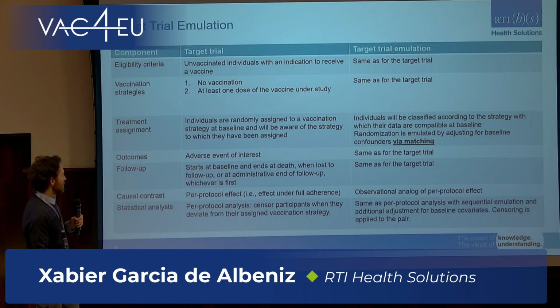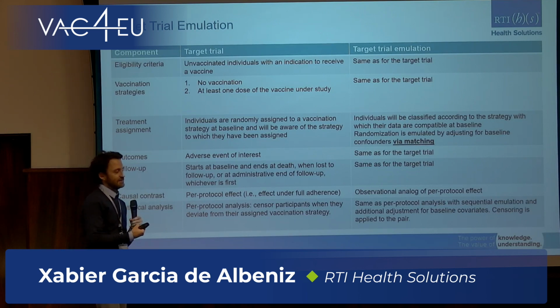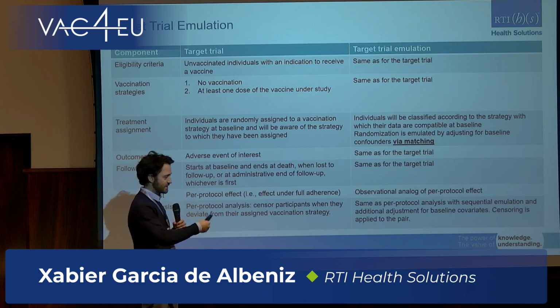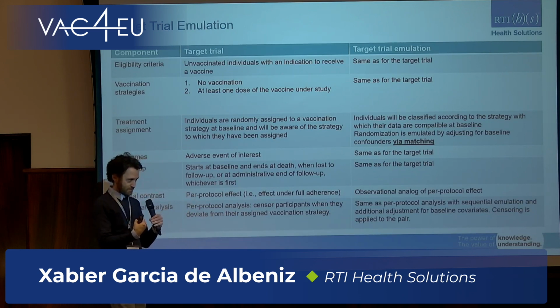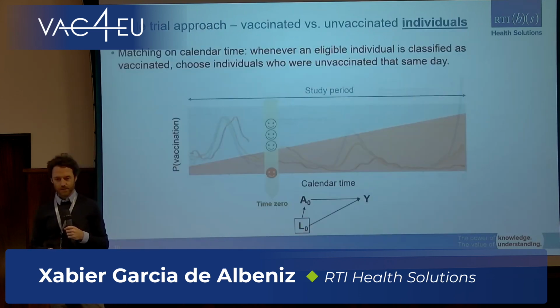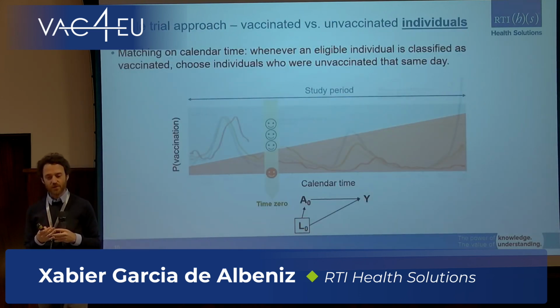The per protocol effect can be the effect under full adherence to the vaccination strategy. So if you are in the no vaccination strategy, you are not supposed to get a vaccine during the follow-up. Okay, so how can we do that?